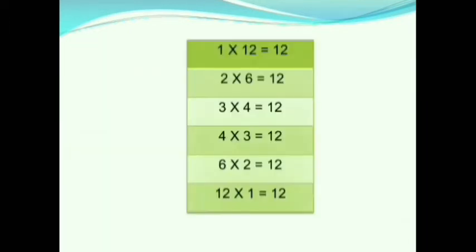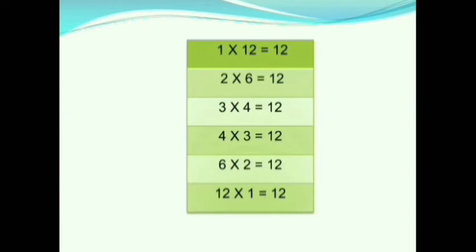What is 12 called with respect to 1, 2, 3, 4, 6 and 12? Observe the following table. 1 12s are 12, 2 6s are 12, 3 4s are 12, 4 3s are 12, 6 2s are 12, 12 1s are 12. 12 is called the multiple of 1, 2, 3, 4, 6 and 12.